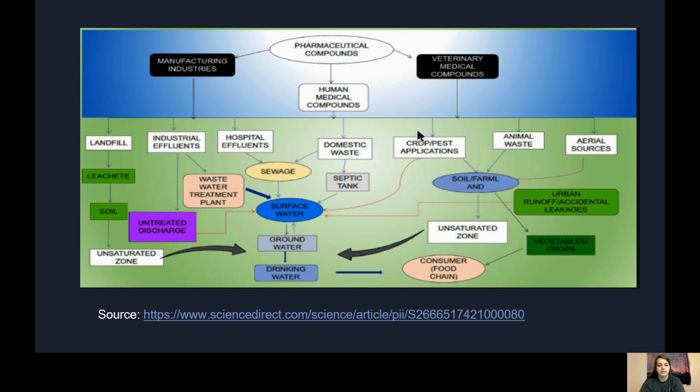These trace amounts of antibiotics are not able to be filtered out completely, so they end up in everyday people's drinking water, and that can also lead to antibiotic resistance because you're taking in trace amounts of these antibiotics without knowing it. And then you have the farming aspect of this: animal waste ends up in the soil, and then you've got antibiotics on the vegetables and the crops that people eat.